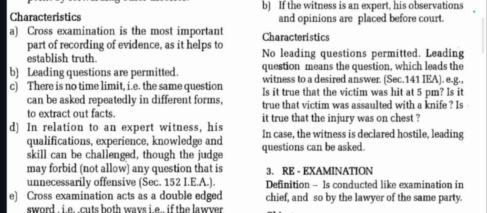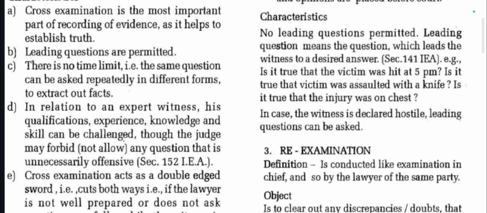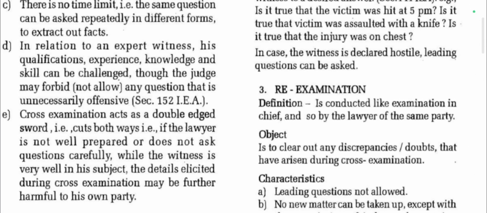Now the opposite lawyer can ask, was it true that the victim was hit at 5 p.m., and so on. There is no time limit, that is, the same question can be asked repeatedly in different forms to extract facts. We all have seen this in movies. In relation to an expert witness, his qualifications, experience, knowledge and skill can be challenged, though the judge may forbid any question that is unnecessarily offensive. So cross-examination acts as a double-edged sword, that is, it cuts both ways.